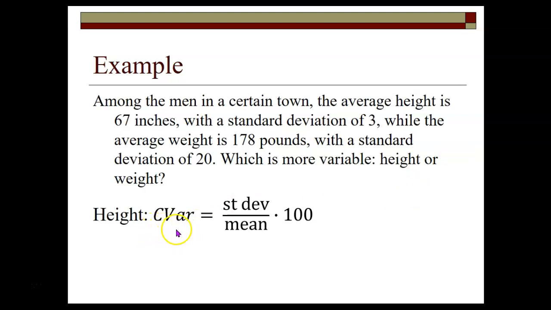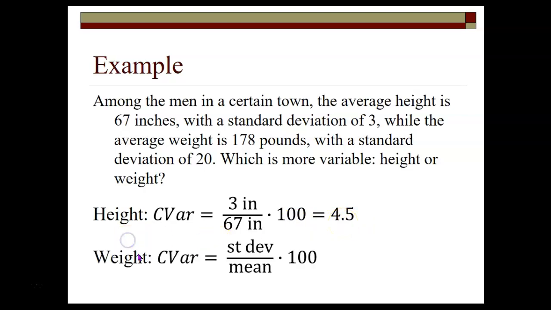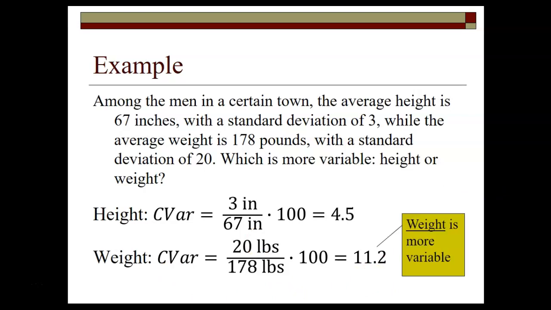So for the height, the coefficient of variation is the standard deviation divided by the mean. So 3 inches divided by 67 inches, make sure you get it in that order, and then times 100. And that comes out to be about 4.5. For the weight, the coefficient of variation, when you take the standard deviation divided by the mean, that's 20 divided by 178 times 100, and that comes out to be 11.2. So which is more variable, height or weight? Well, it's the one with the larger coefficient of variation, weight. There's more variability in how much these guys weigh than there is in how tall they are.